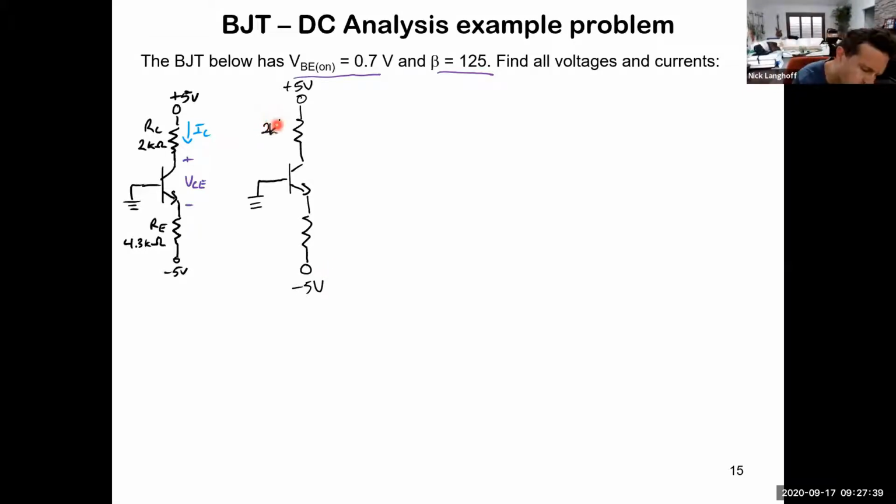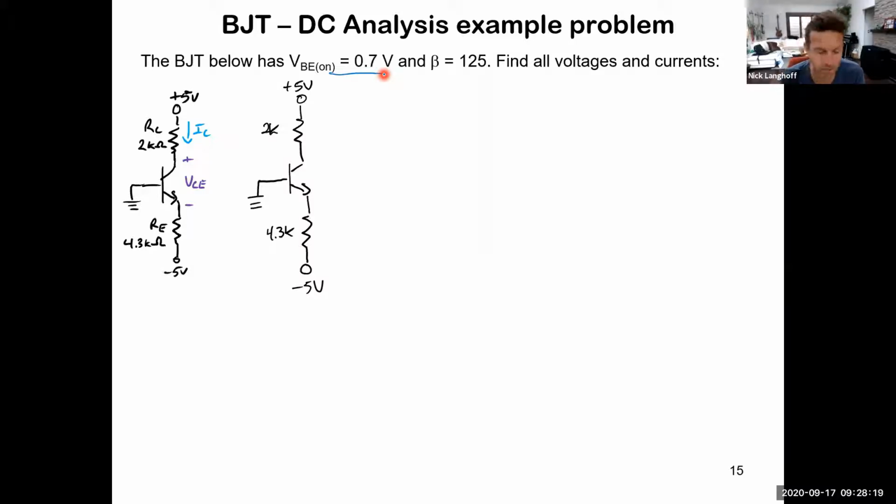This is a 2K resistor. RC, the collector resistor, is 2 kilo ohms, and RE is 4.3 kilo ohms. Okay, and now what we're going to do is, by inspection, solve this whole circuit. So let's just start writing everything down that we know. Here we're not even going to do nodal analysis or mesh, which we may not have covered by this point in the course. But we'll just, by inspection, write down everything that we know. And we're going to assume that this transistor is turned on.